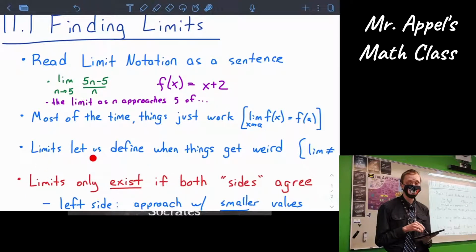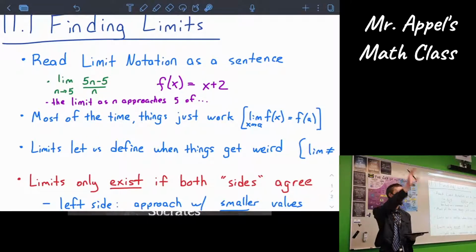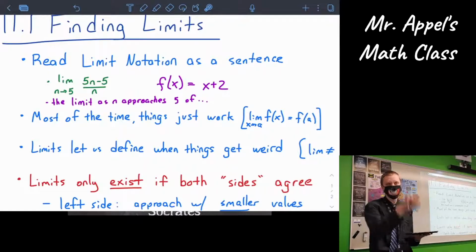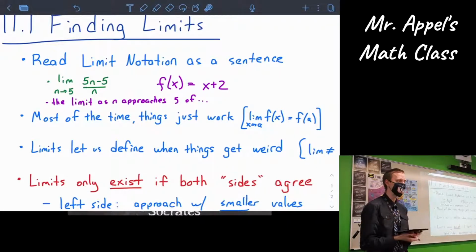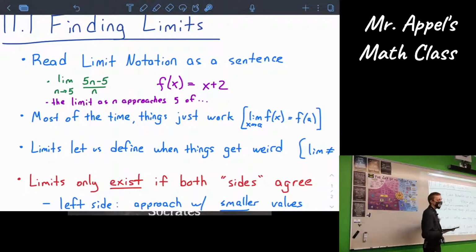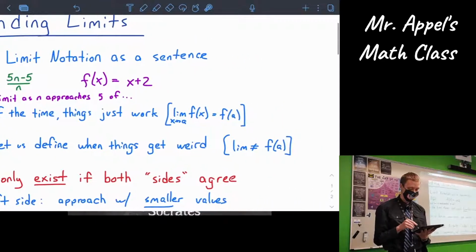Limits let us define when things get weird. The official definition for, hey, there's something wrong with this function. It's broken, but not everywhere. It works most places except for this value breaks the function. The official way to calculate that is to use a limit. And in that case, the limit does not equal the function.